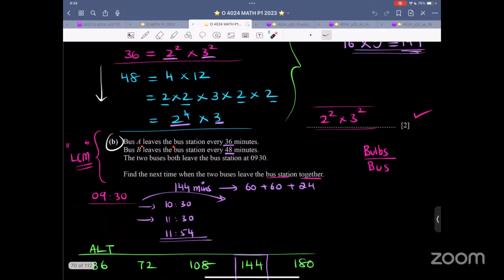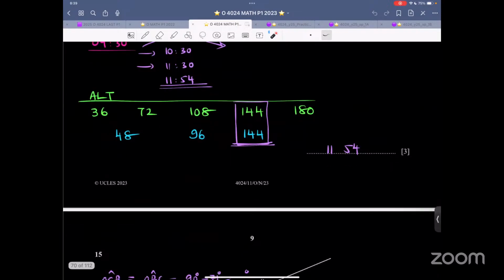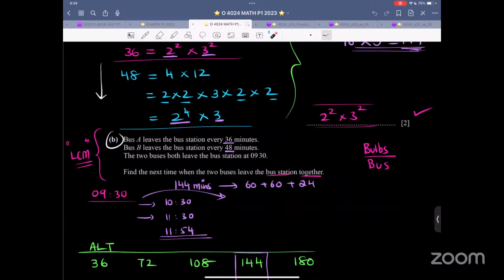Bus A leaves the bus station every 36 minutes. Bus B leaves the bus station every 48 minutes. The two buses leave the bus station at 9:30. A long time ago, this came. Long time means November 2023. And we are in June 2025. So expect the unexpected.